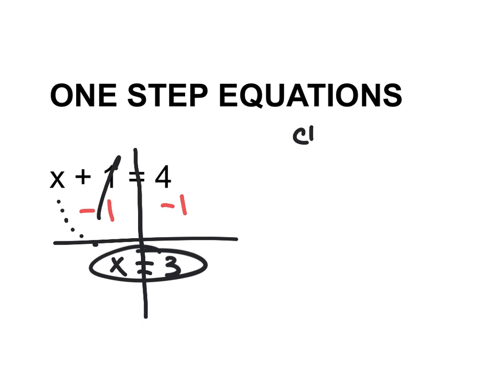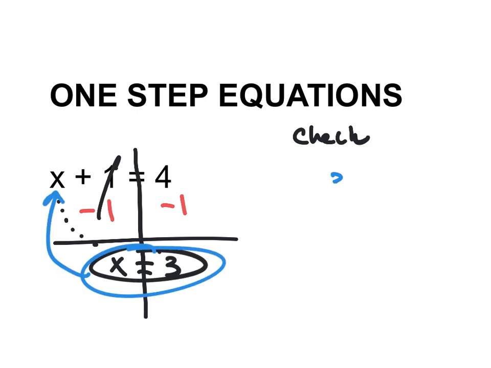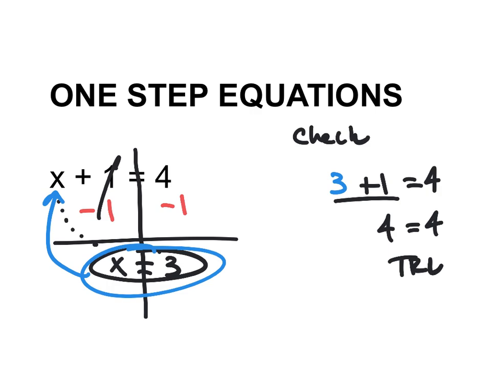And we can always check our solutions by plugging it back in. I could take this value of 3, substitute it back into my original equation, and then write 3 plus 1 equals 4. 3 plus 1 is 4, and 4 equals 4. That's true. Therefore, this is my solution. Okay, but that's what we're doing.